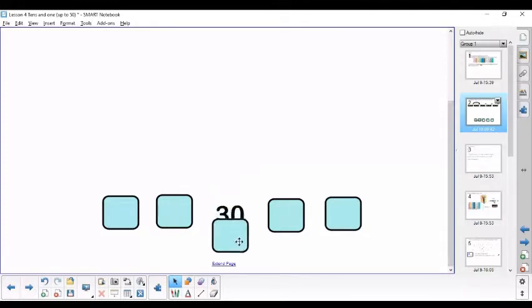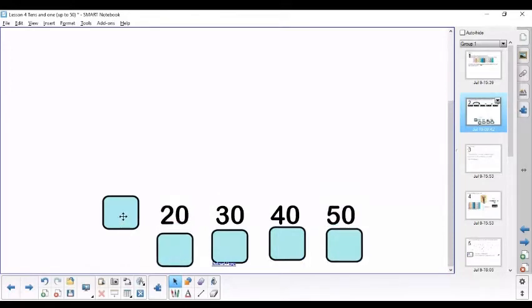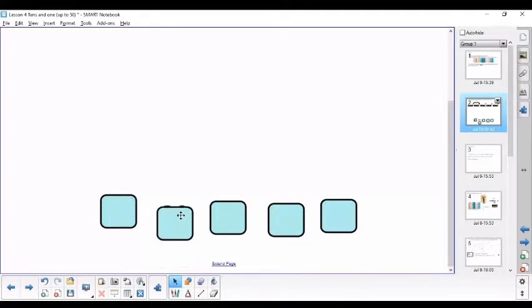Very good. Now let's try going backwards. So I'm going to remove these numbers. I'm going to hide them. Remember counting backwards, so we go down in value. 50, 40, 30, 20, 10. Excellent, well done.